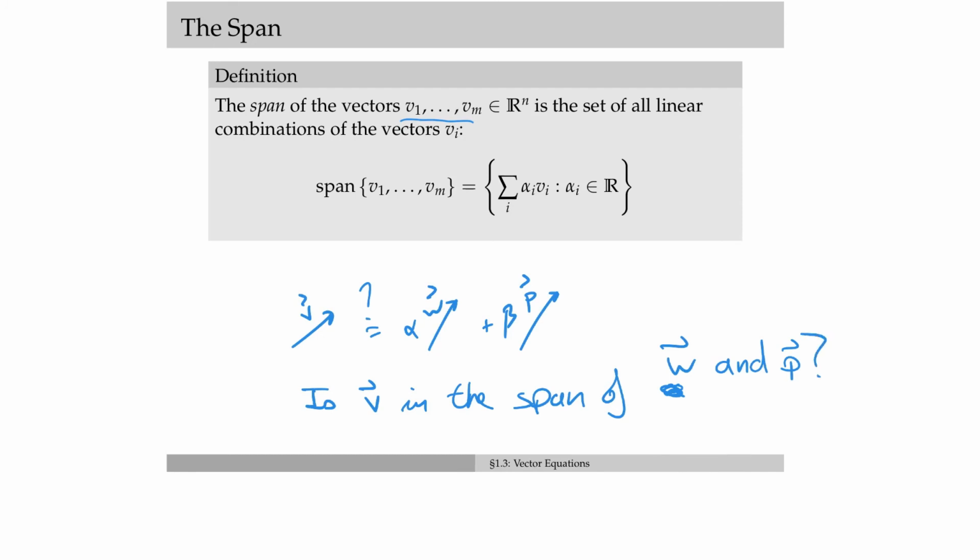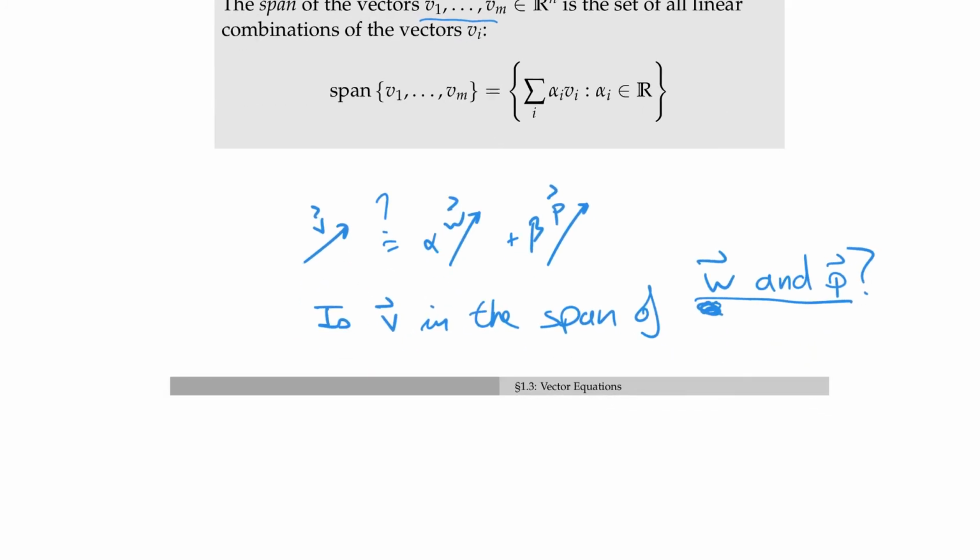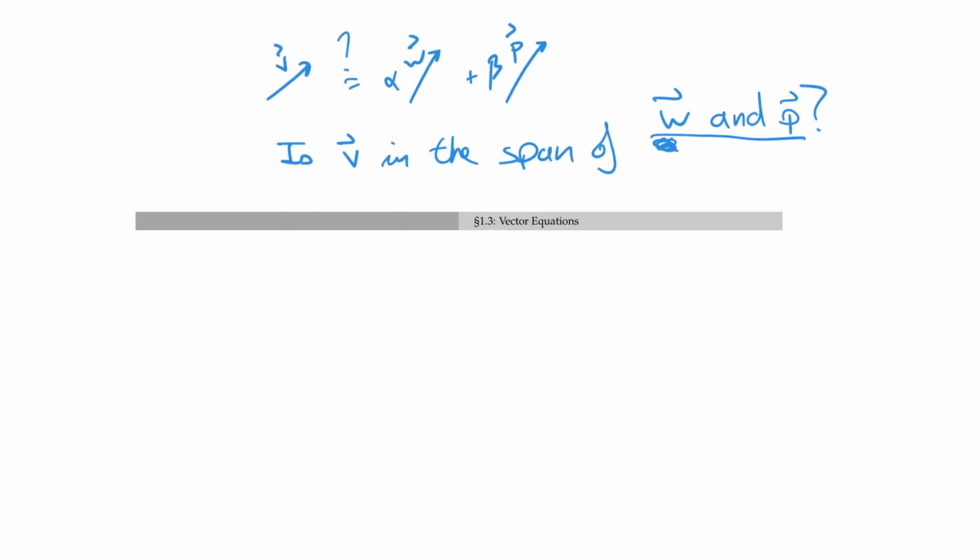And we answered yes, because v is a linear combination of w and p. So that's one way you can interpret this. Another way you can interpret the span is it's the collection of all vectors I can reach with my given collection of vectors. All right.